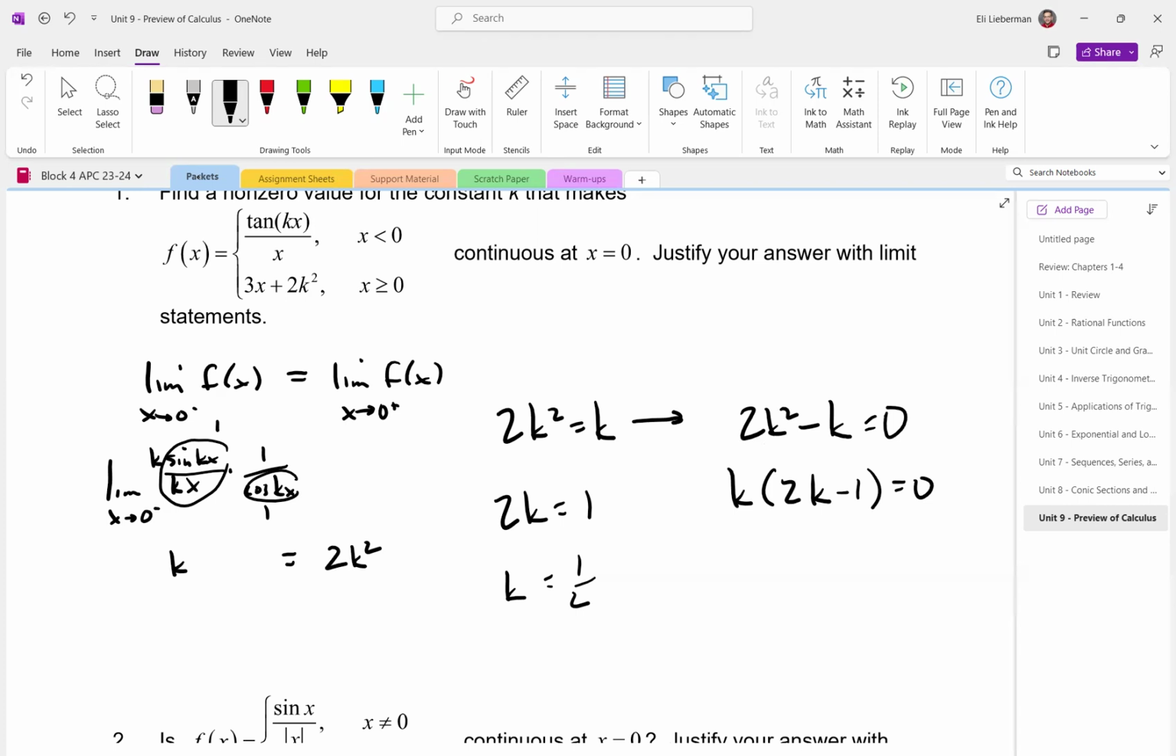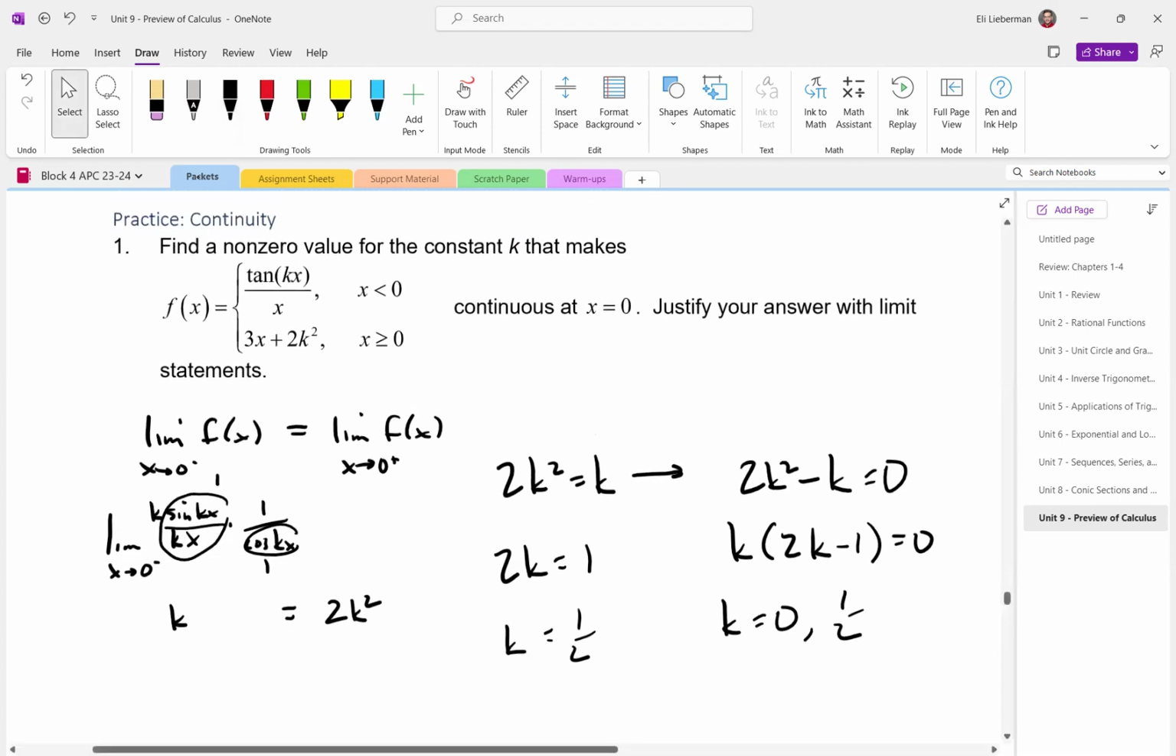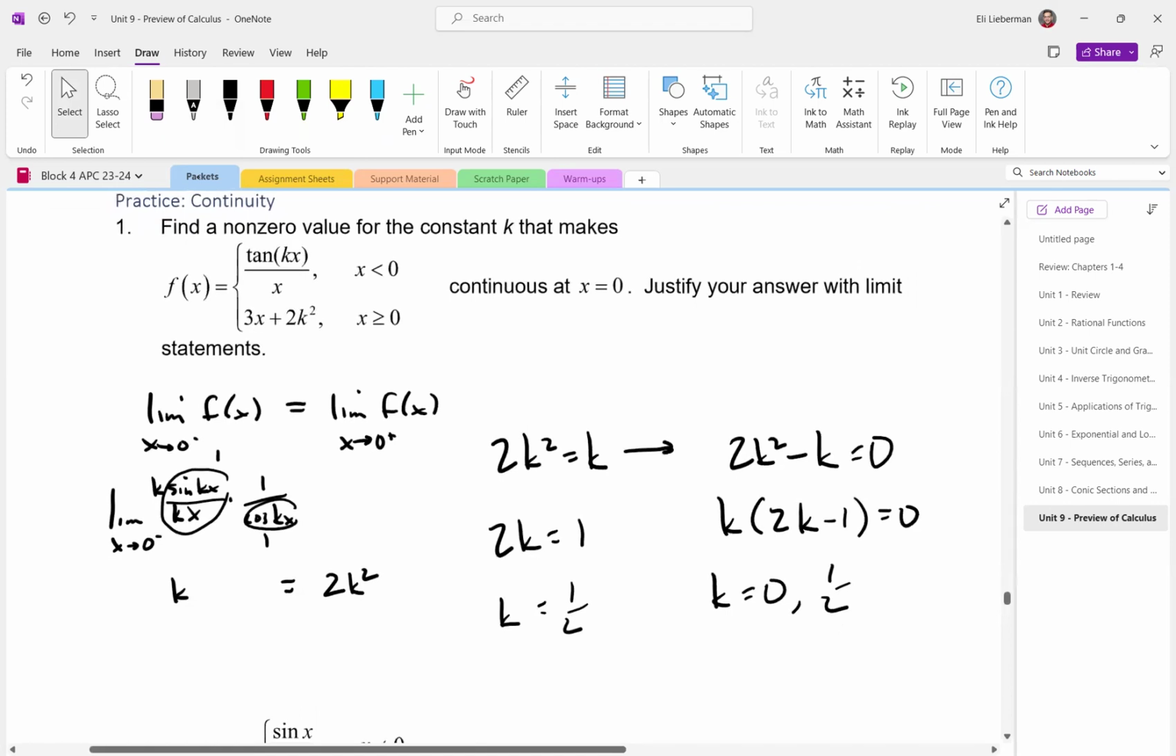Let's do the ZPP. We get k equals 0 and 1/2. So is there another solution? Could k be equal to 0? It does say find a non-zero value. So we found it, but it doesn't even want it. But do be careful about dividing by variables or variable expressions. We're going to be losing solutions when you do that. Unfortunately, or fortunately, I guess, the solution we lost, we didn't want it anyway.